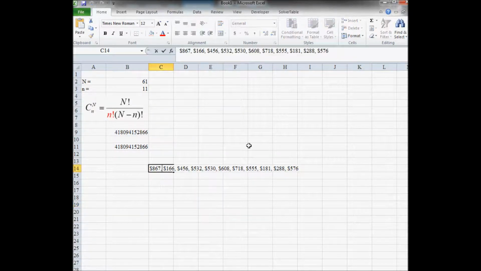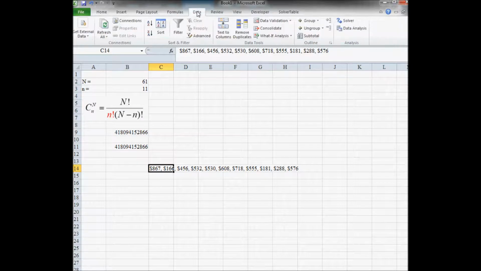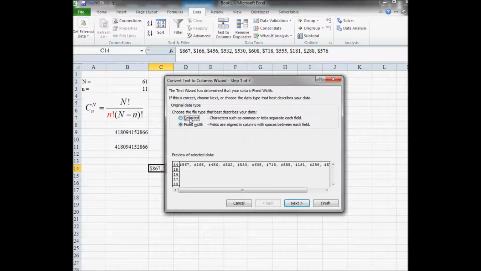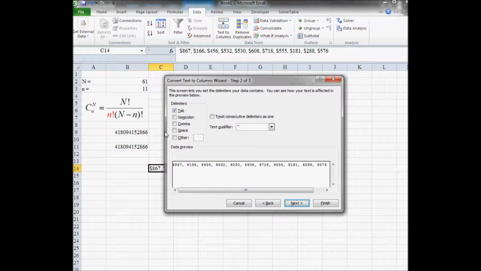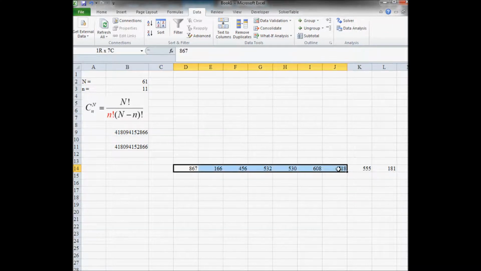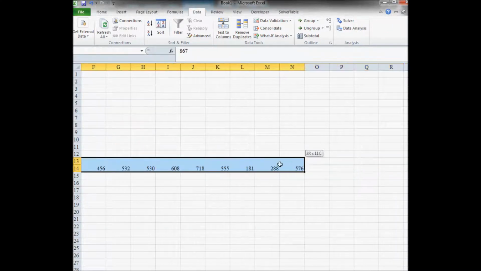Now, all these numbers are in one cell. See that we have that. These are all in one cell. We want to separate the numbers out. So the best way to do that is to go to Data, Text to Columns. Click on that option, hit Next, and then comma, space, and then you can do the dollar sign if you want. Then hit Finish. So here's our random sample of size 11.